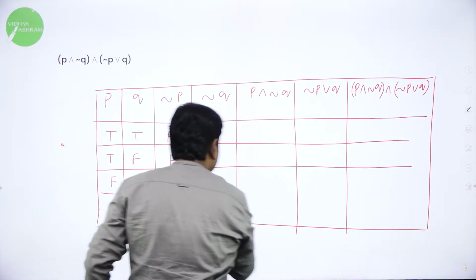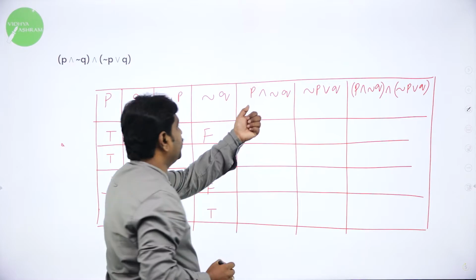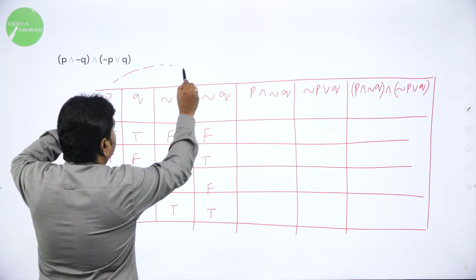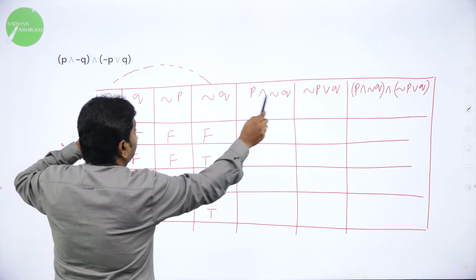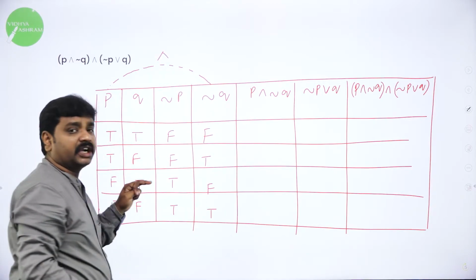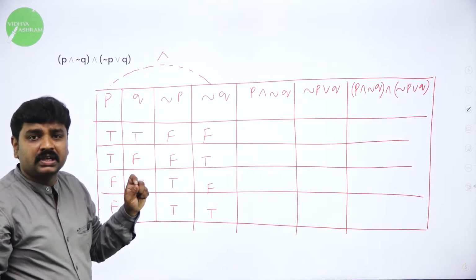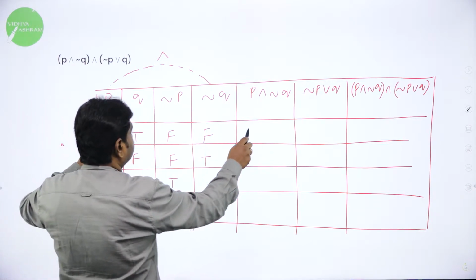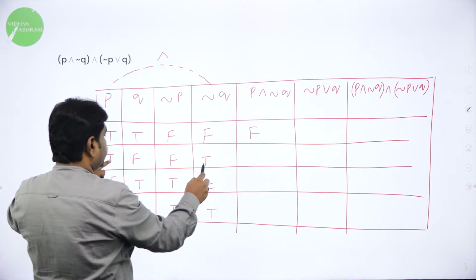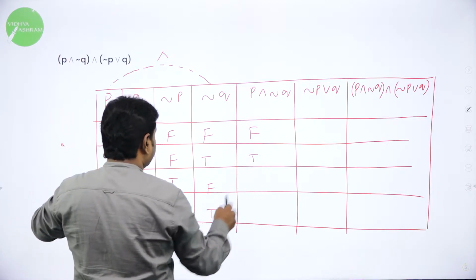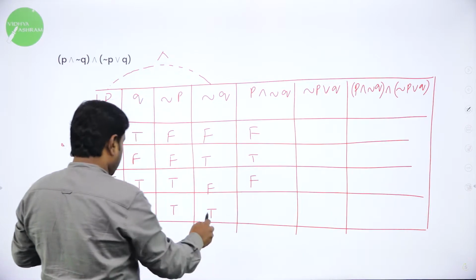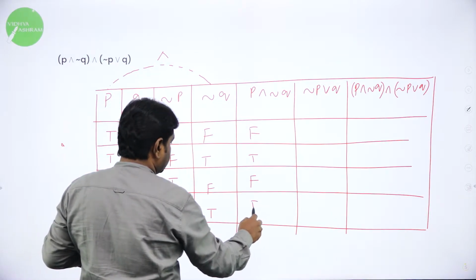Now, further, if you see P and not Q. Here you have P, and here you have not Q. For these two, you should do AND operation. AND means what? If any one statement is false, result is false. Out of these two, one is false, so false. Here both are true, so result is true. Here both are false, so result is false. Here one is false, so result is false.